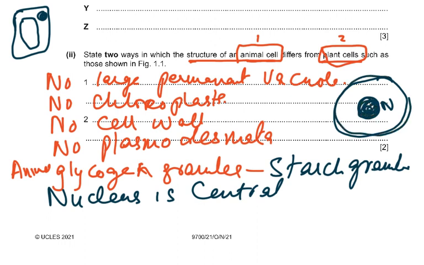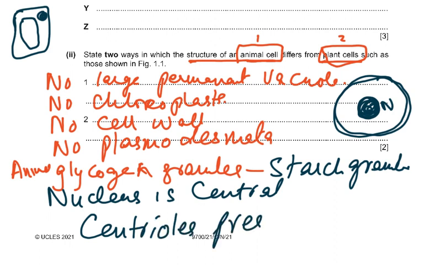This is an animal cell. So the nucleus is central, or you could have said the nucleus is not at the edge of the cell or at the periphery of the cell. Periphery, Shahid Afridi caught a catch at the periphery. And then the last point you could have said is centrioles are present. Centrioles present. So this is all what you could have said, and that was the correct answer.